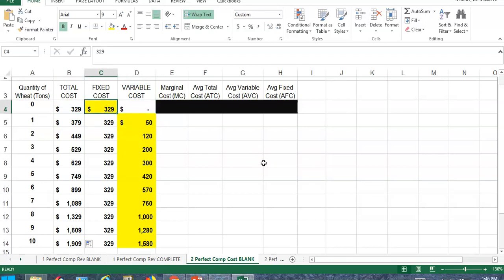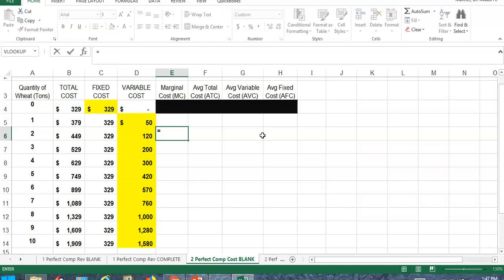Because since fixed doesn't change, and because everything is either variable or fixed, all of the change, which is what marginal cost represents, how much total cost goes up when I make one more, could be calculated by either column. So before I fill this in, think about this for yourself. What is the marginal cost, for example, of the second ton of wheat?